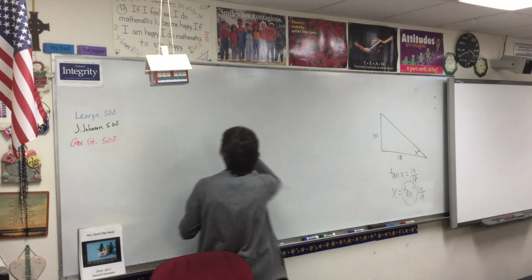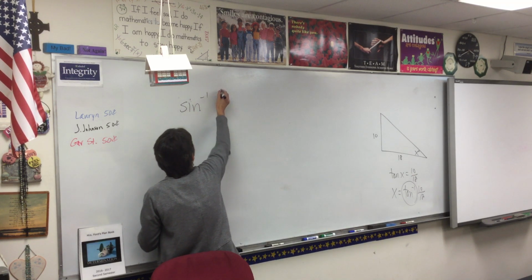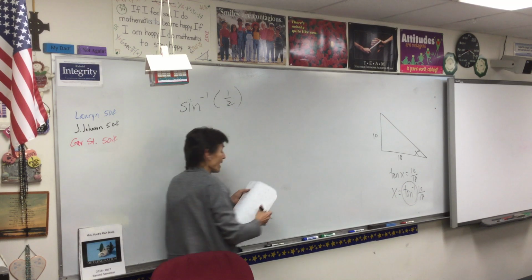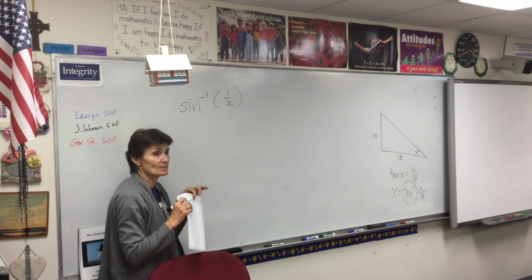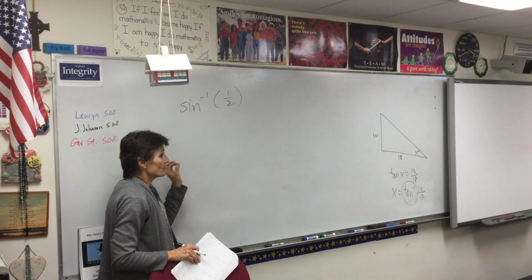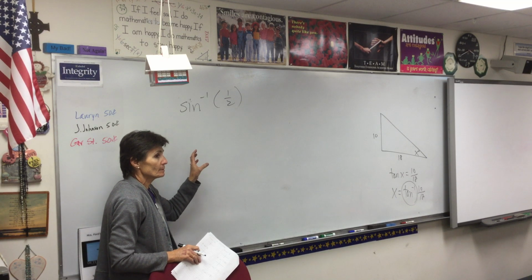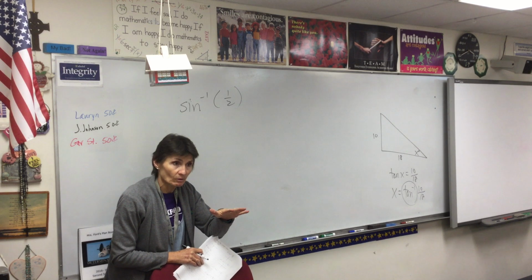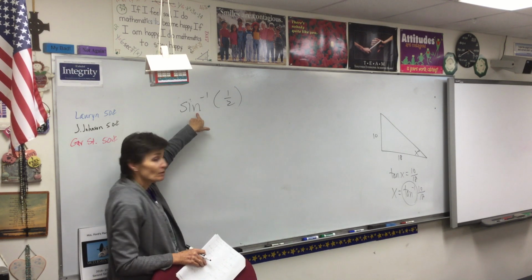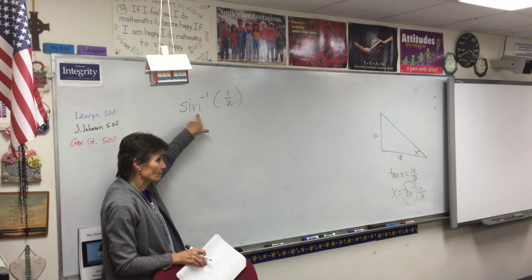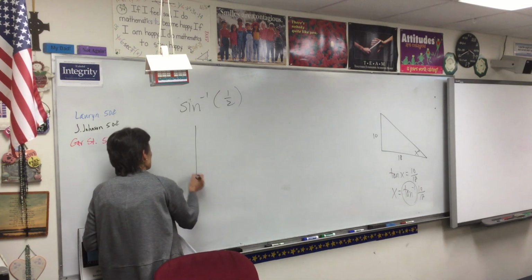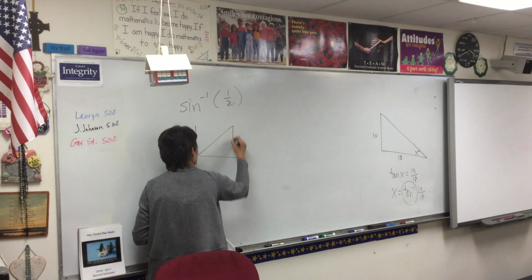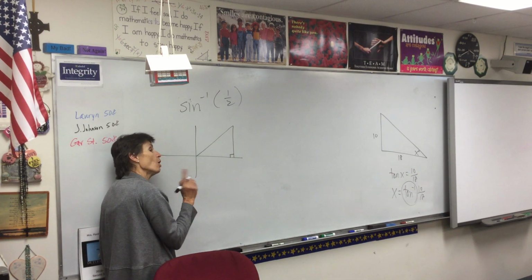So when I look at this first problem, and this is no calculator, exact value means no calculator. This is a no calculator problem. I know my answer is going to be an angle. That's what that notation means. Your answer is an angle. Now I'm going to draw a picture of this angle. What do I know about it?